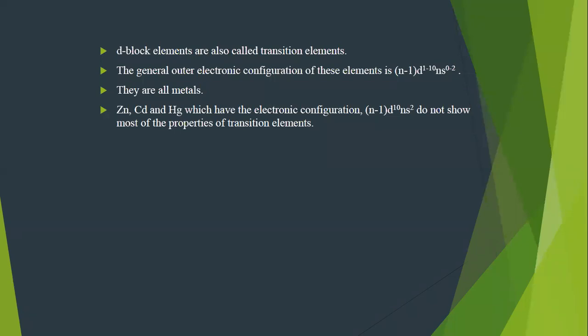So the electronic configuration will be (n-1)d 1 to 10, 1 electron to 10 electrons, since we know the capacity of d orbital is up to 10 electrons. And ns 0 to 2, since we know that the maximum capacity of the s is 2. So they all are metals.